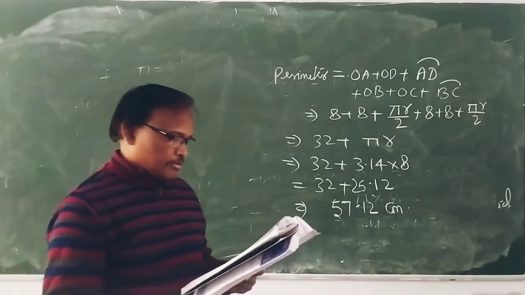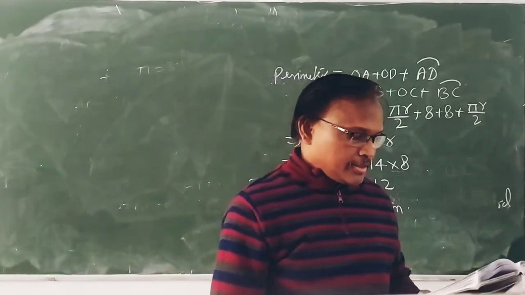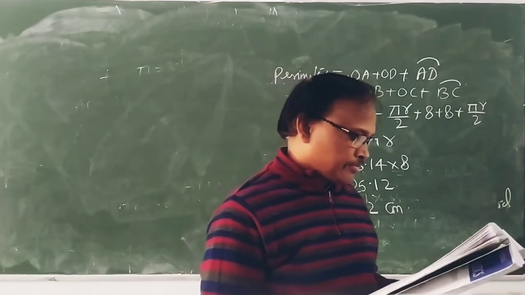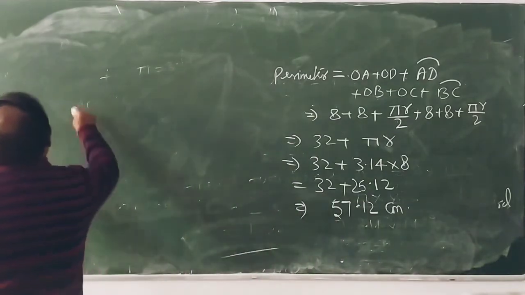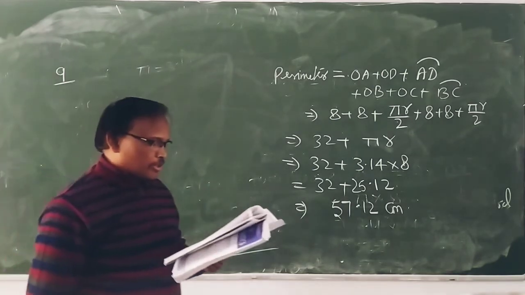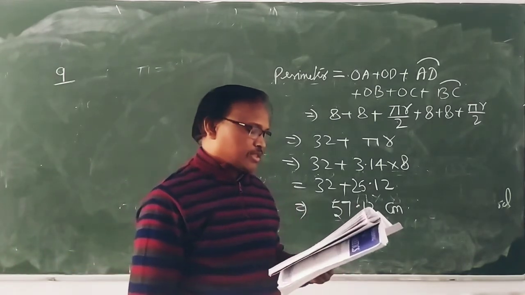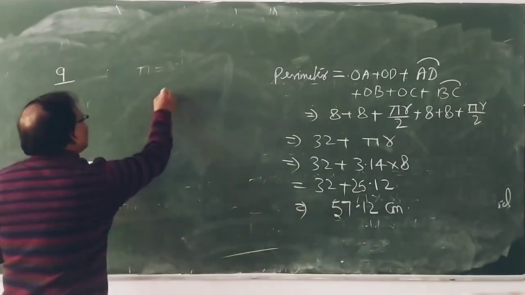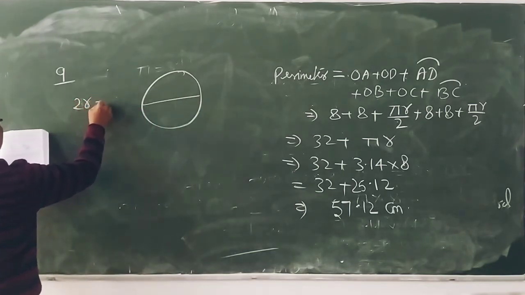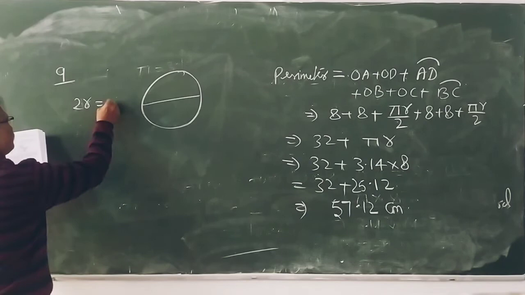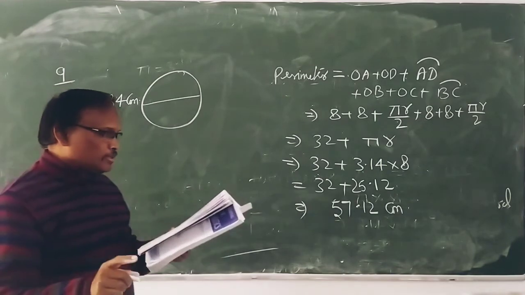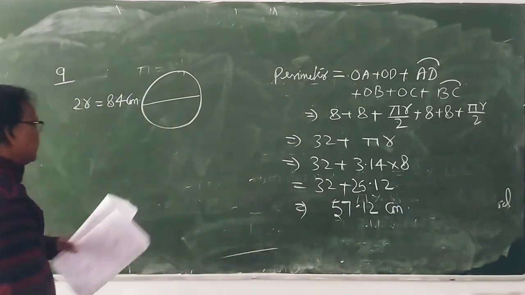Then next question, nine. The wheel of a car is making 5 revolutions per second. If the diameter of the wheel, एक wheel है जिसका diameter दे रखा है that is 2r is equal to 84 centimeter, and this car making 5 revolutions per second.